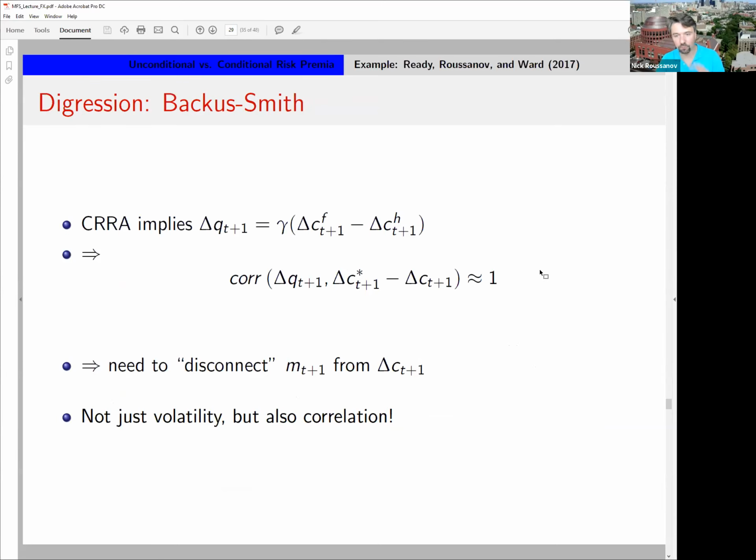Brief digression, there was a comment about Backus-Smith earlier, and how we can think about connecting these facts to macroeconomics, since we know that consumption growth in particular is very disconnected from exchange rates, and indeed that's, they're disconnected.